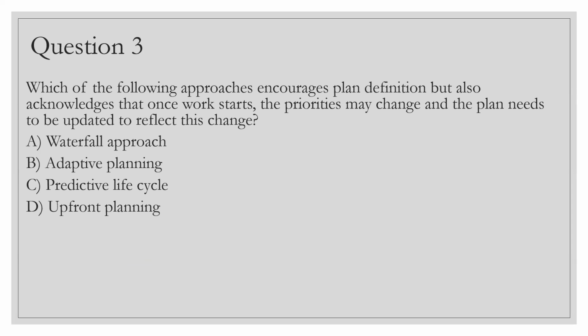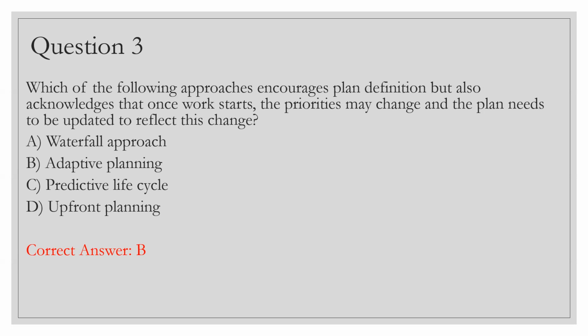All right. Question 3. Which of the following approaches encourages plan definition but also acknowledges that once work starts, the priorities may change and the plan needs to be updated to reflect this change? Looking at the answers, waterfall is one approach to project management, adaptive planning is also, predictive life cycle is also, and upfront planning. There is nothing called upfront planning. Here it is asking which approach encourages plan definition but also acknowledges that once work starts, priorities might change and the plan needs to be updated. So the correct answer will be adaptive planning.